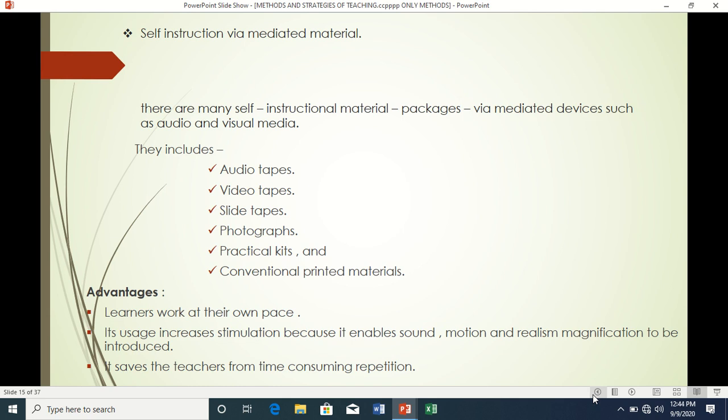And then it saves the teacher from time-consuming repetition. If it were in the classroom face to face, the teacher might be repeating something, but in this case, repetition is gone.